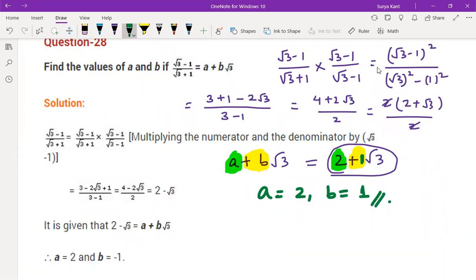But here the answer they are writing is -1. Where did we make a mistake? Yeah, we made a mistake here. This is minus, no? So here should be minus, here also should be minus, here also should be minus. So b is equal to what? -1. Here is plus, here is minus. You should write here b is equal to -1.